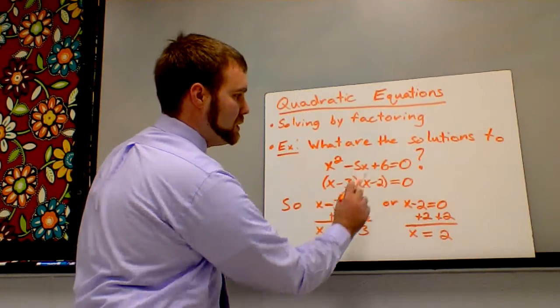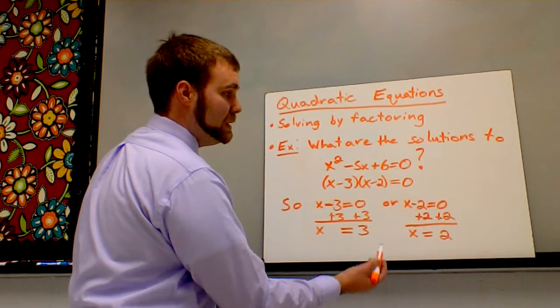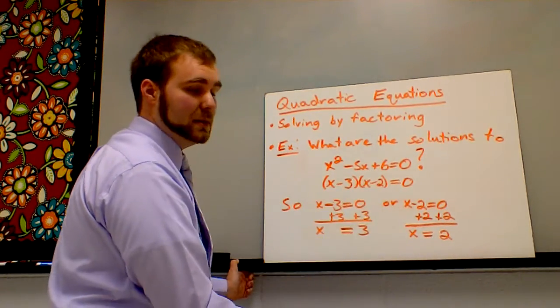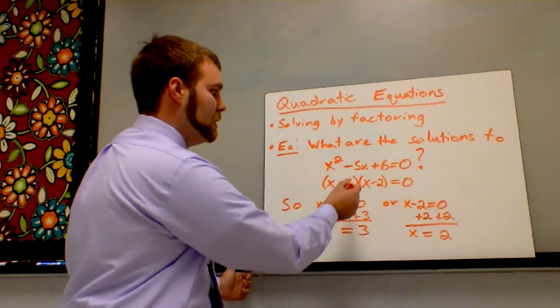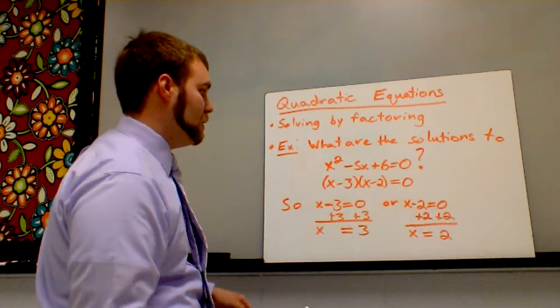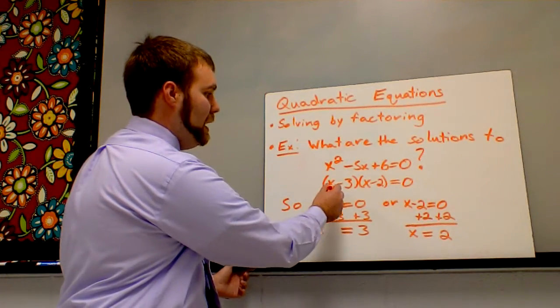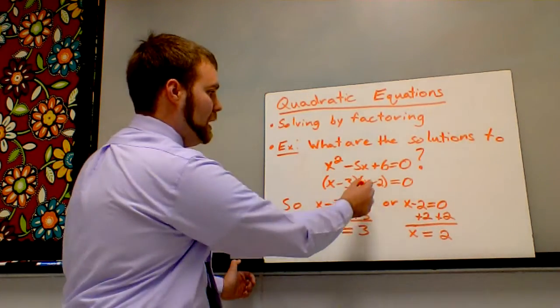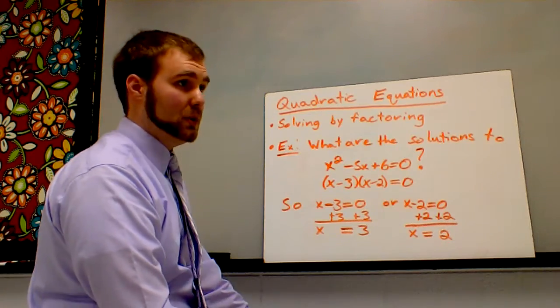First, we just need to take note of what the factors of this are and what we're looking for. In this case, we're looking for numbers that multiply together to give me a positive 6, but add together to give me a negative 5. Using the chart method earlier, I found that x minus 3 and x minus 2 are my two factors.